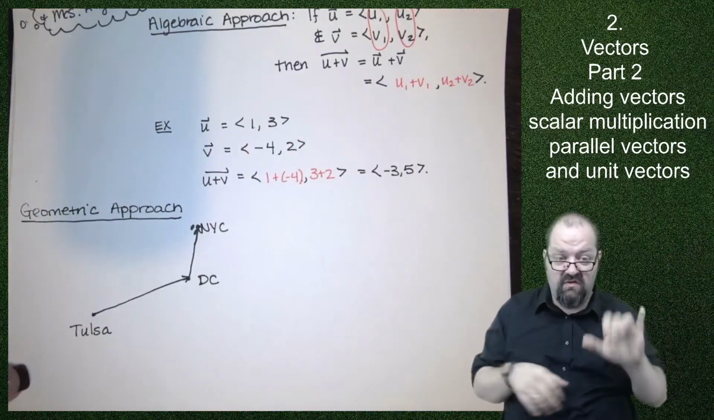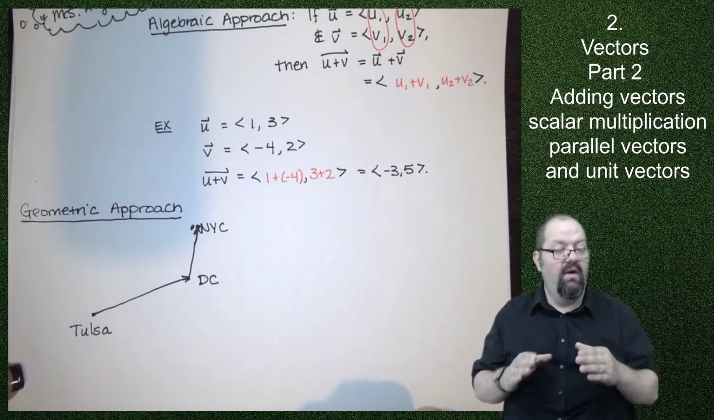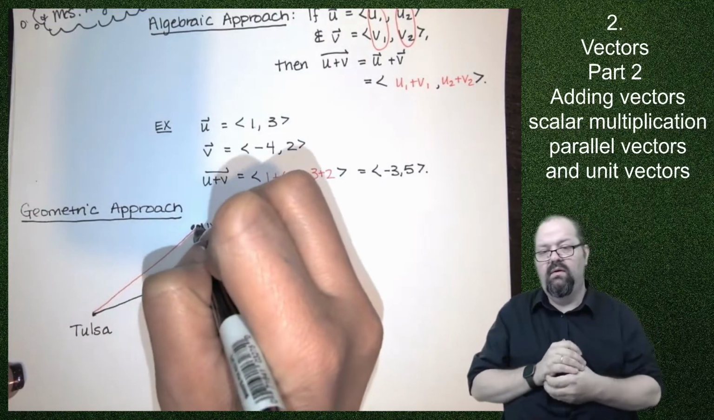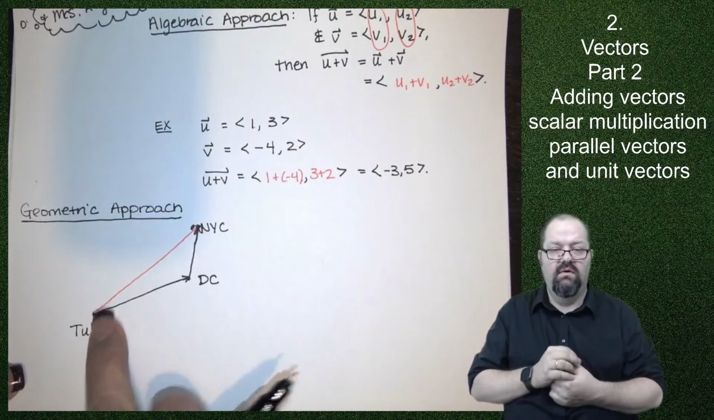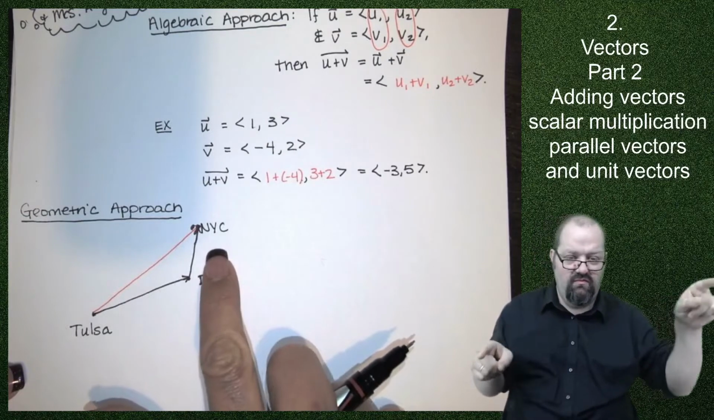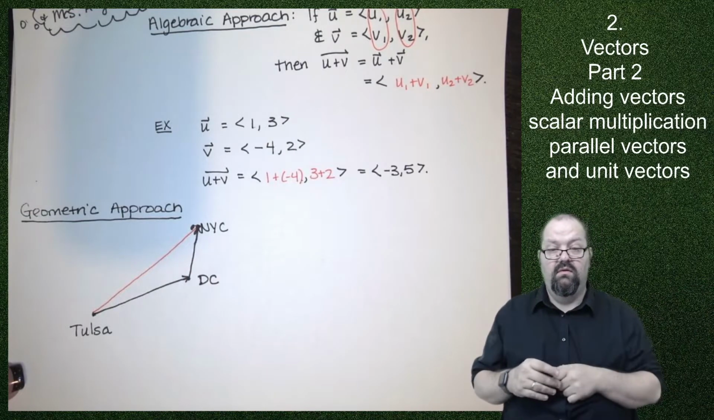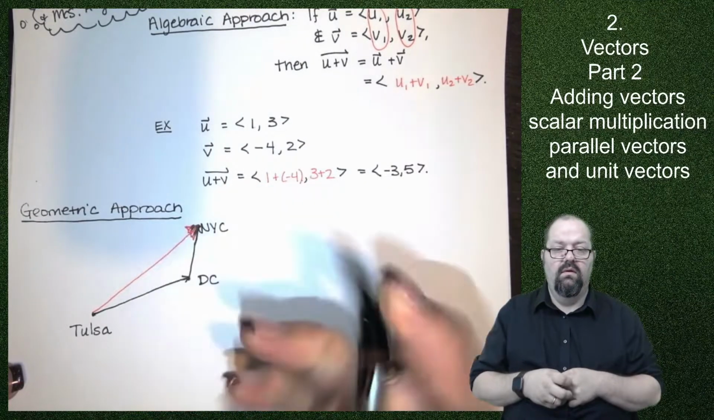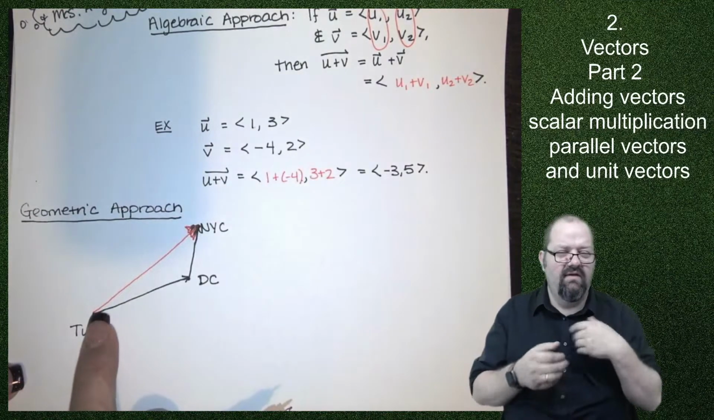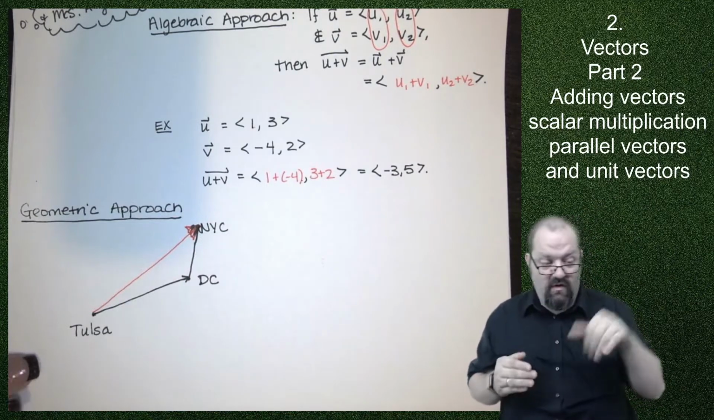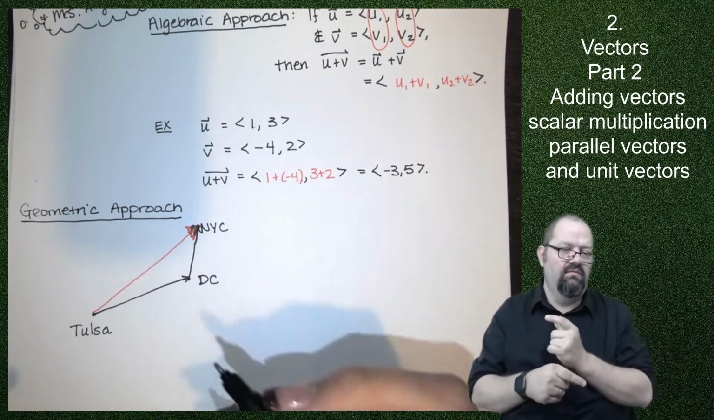That's one possibility. Or what's the equivalent displacement, guys? I bet you guessed it. I could go straight from Tulsa to New York. So this displacement plus this displacement equals this displacement. There should be a very clear arrowhead over here. I start where I started and I end up where I ended up. That's the geometric approach. Now let me do it in more abstract terms.